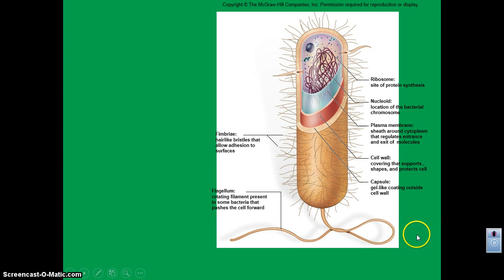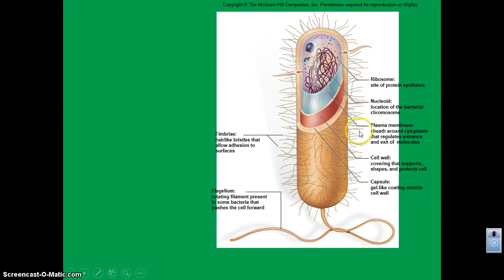So here's a picture of a typical bacterium, and you notice that it has a flagellum that allows it to move. The fimbriae are hair-like bristles that allow it to stick, or adhere, to other surfaces. We have ribosomes inside of it, which are the site of protein synthesis. The nucleoid is the chromosome region within the bacterium. However, there's no membrane around the outside of it. So they have DNA, but they don't have it bound in a nuclear membrane like a eukaryotic cell.